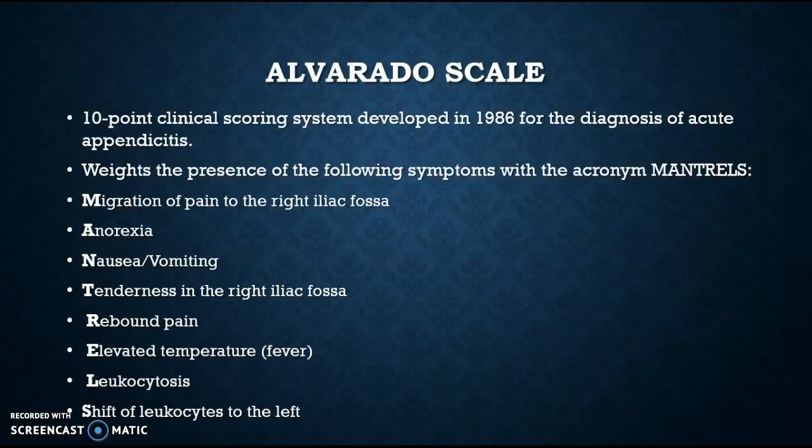So next I'm going to look at an example of a CPR called the Alvarado scale. This is a 10-point clinical scoring system that was developed in the 1980s for diagnosis of acute appendicitis. It is a scoring system that weighs the presence of the following symptoms with the acronym MANTRALS: migration of the pain to the right iliac fossa, anorexia, nausea and vomiting, tenderness in the right iliac fossa, rebound pain, elevated temperature or fever, leukocytosis, or shift of leukocytes to the left.